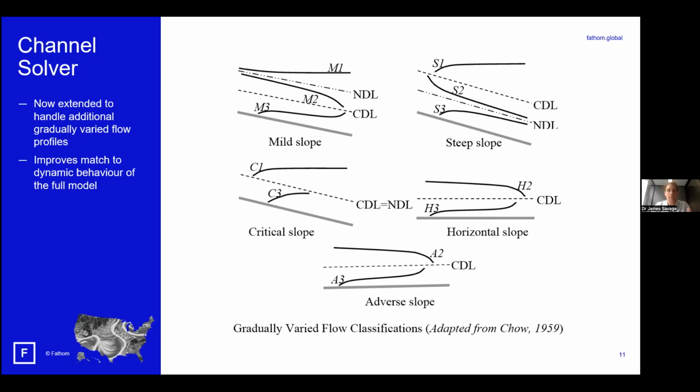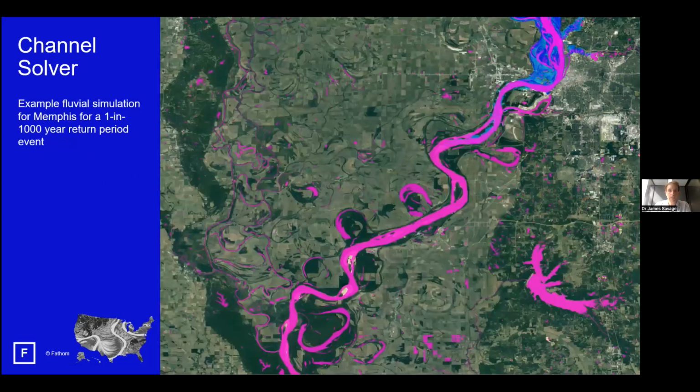What it means is that the behavior of the channel solver becomes much closer to the dynamic behavior of the hydraulic model that we simulate within our US flood model. And this results in better bathymetry estimations, which feed directly into our fluvial, pluvial, and coastal models. So we should have an animation showing a simulation in Memphis that should demonstrate the importance of this.